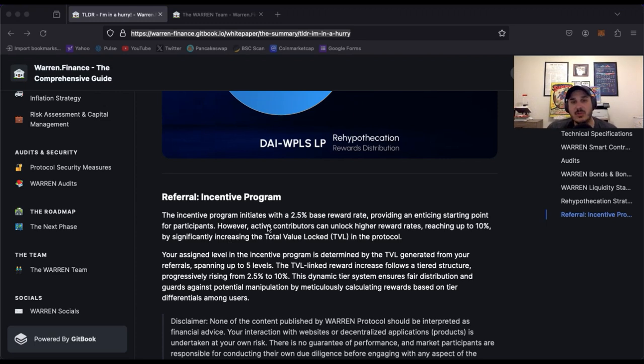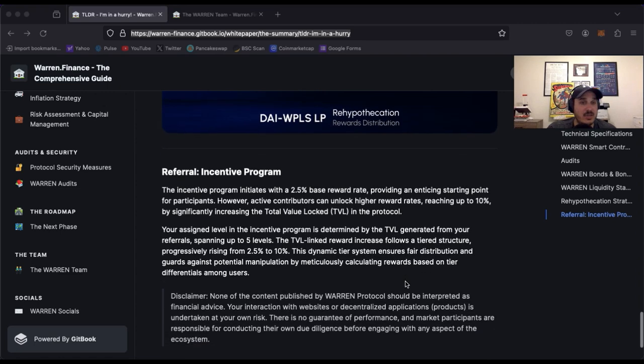However, active contributors can unlock higher reward rates, reaching, like I said, up to 10% by significantly increasing the TVL in the protocol. Your assigned level in the incentive program is determined by the TVL generated from your referrals, spanning up to 5 levels. The TVL-linked reward increase follows a tiered structure, progressively rising from 2.5% to 10%. This dynamic tier system ensures fair distribution and guards against potential manipulation by meticulously calculating rewards based on tier differentials among users.